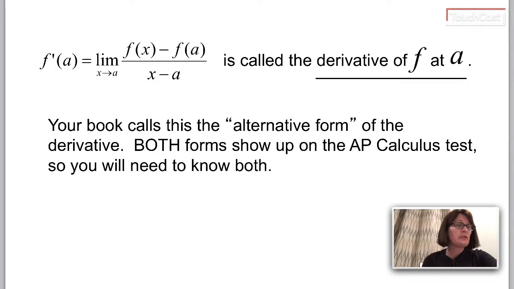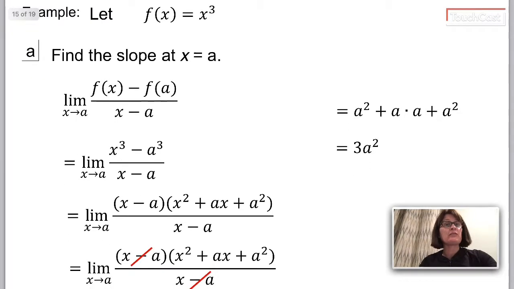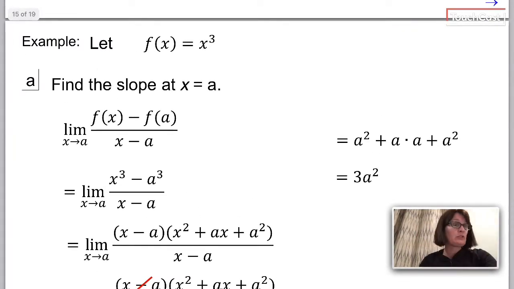It's another way to compute the derivative of a function if you have a function rule for it. The book calls this the alternative form. Like I said, there are a couple of alternative forms, and they both show up on the AP test, so you'll want to know both. So just like we could use the original definition of the derivative to compute a derivative, we could use the alternate form too.